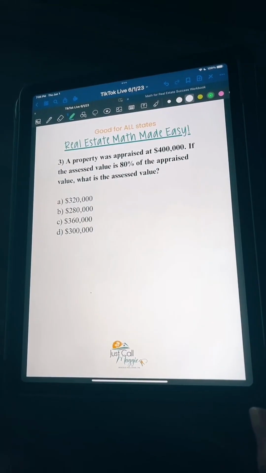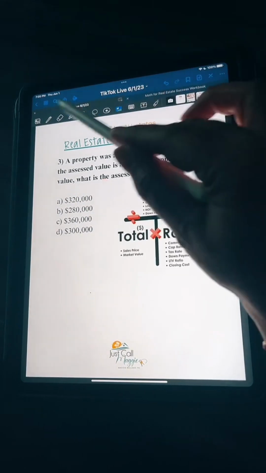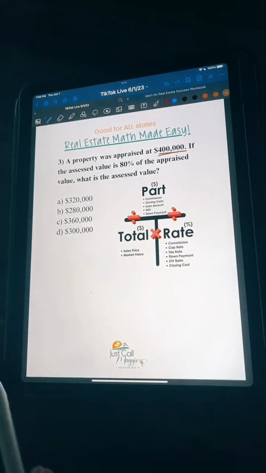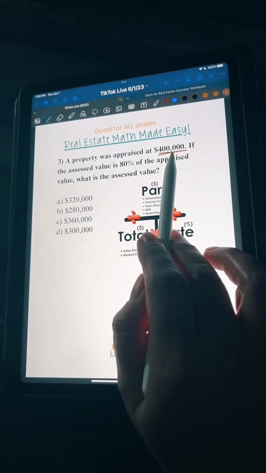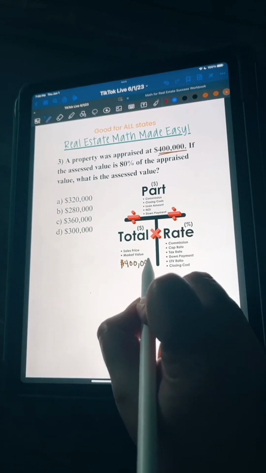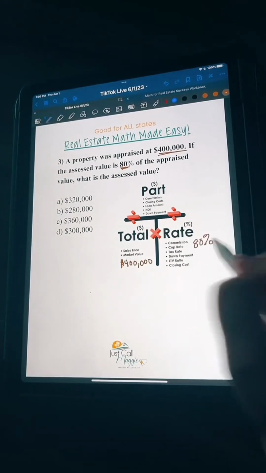All right, next up, number 3 says, a property was appraised at $400,000. If the assessed value is 80% of the appraised value, what is the assessed value? Okay. Now, here, since it has a percent, I'm going to use my T-chart. It's appraised at $400,000, so that's the total amount. So I'm going to put that here. $400,000. And then the assessed value is 80%, and that obviously goes here.